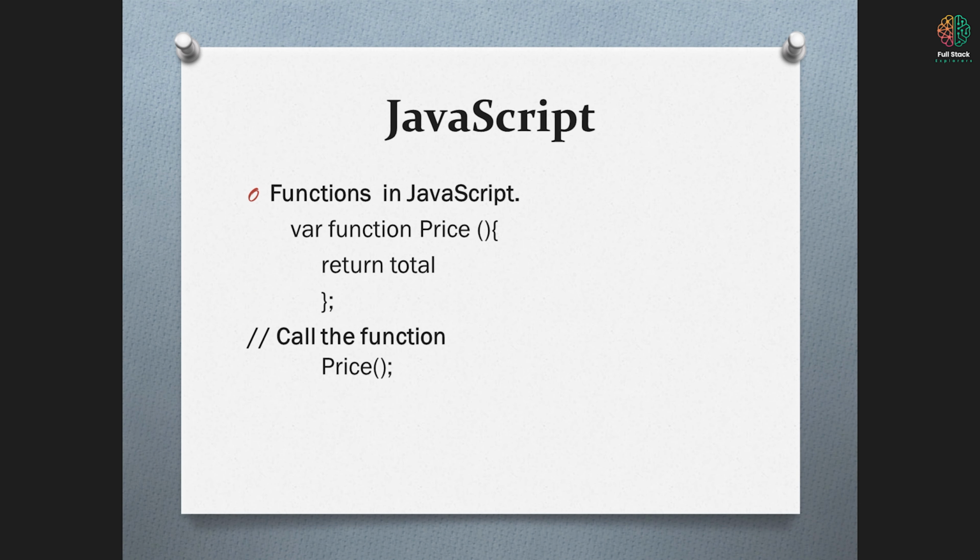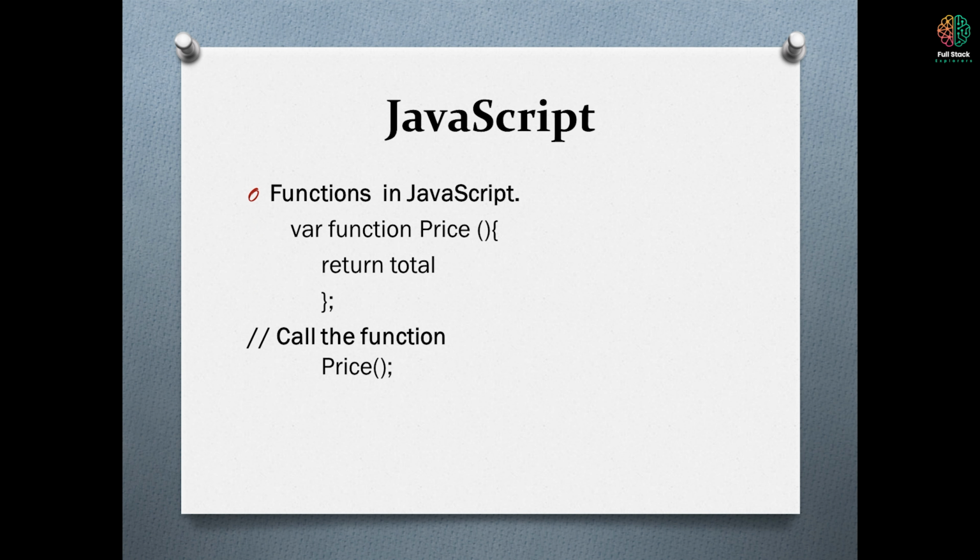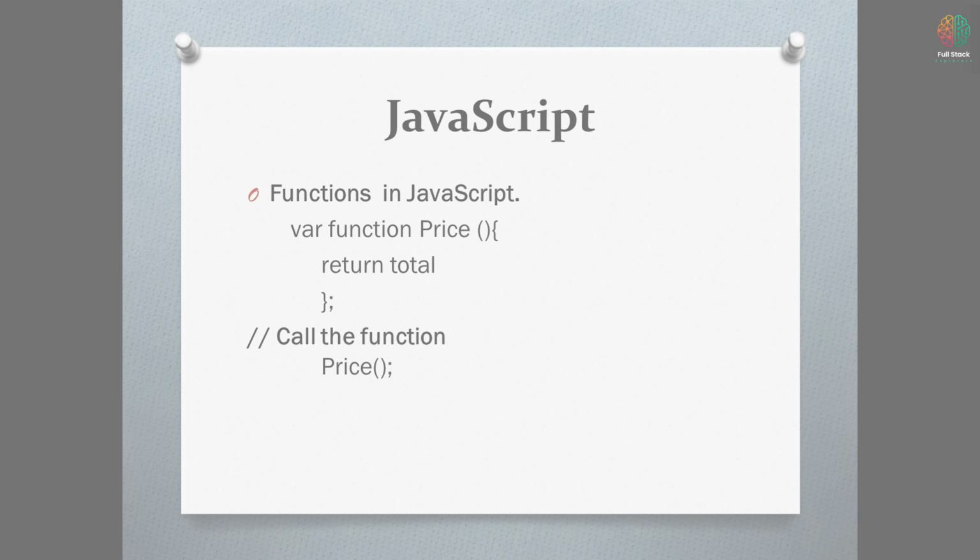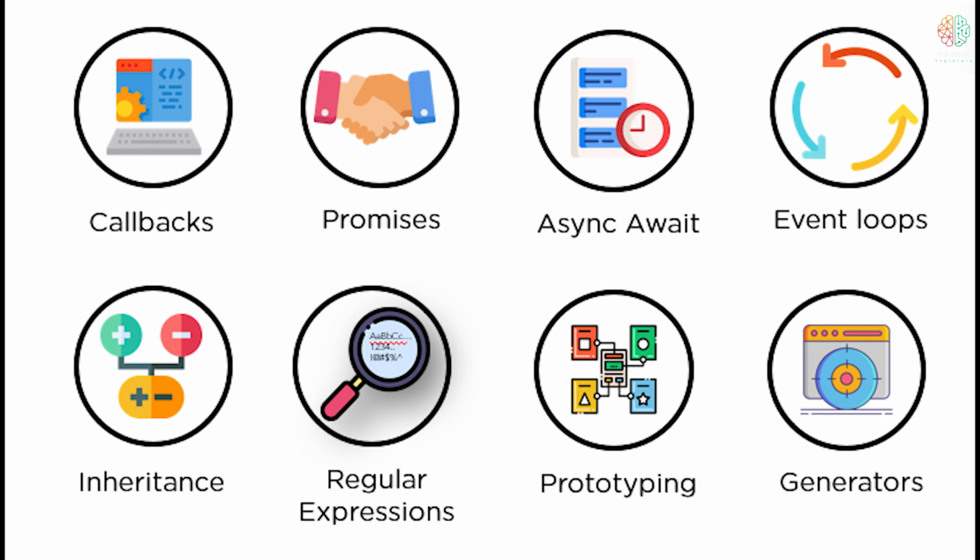Functions in JavaScript. Functions are like recipes in a cookbook. They are sets of instructions that perform a specific task. You can reuse these recipes whenever you need to perform that task again. For example, a function that calculates the total price of items in a shopping cart. There are so many things in JS, I cannot put them all here, so do your own research.